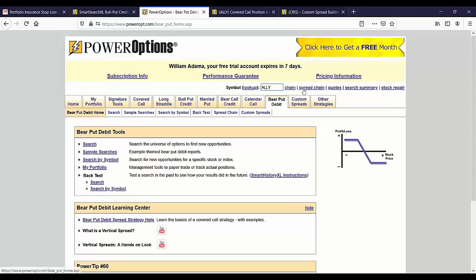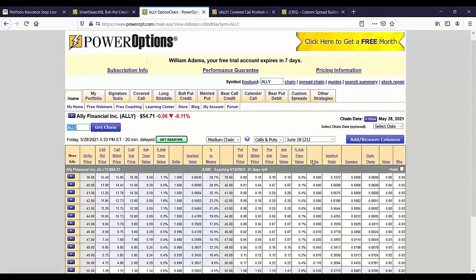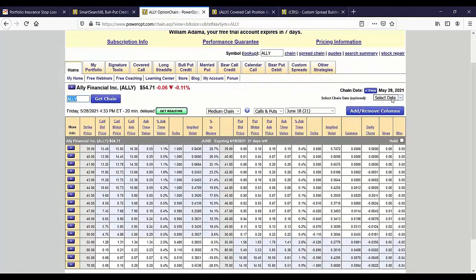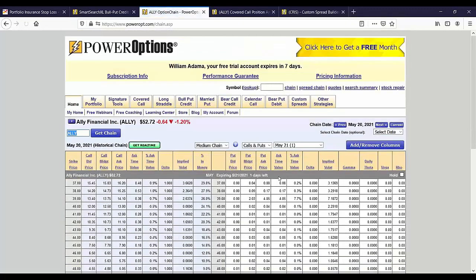So I'm going to go to the chain for Ally, and I'm going to use some of our historical features. Now, this is a trial account, so I have access to about 3 months of historical data here. On the historical subscription, you actually have about 9 years of historical data. I'm going to go back to the 20th, I think, just about 8 days here. I just want to see where this stock was. I could also just look at a stock chart, but I want the options prices as well.